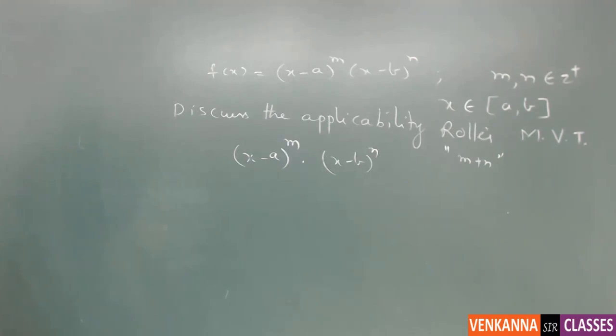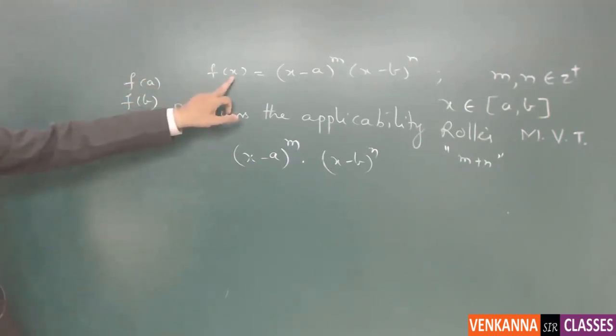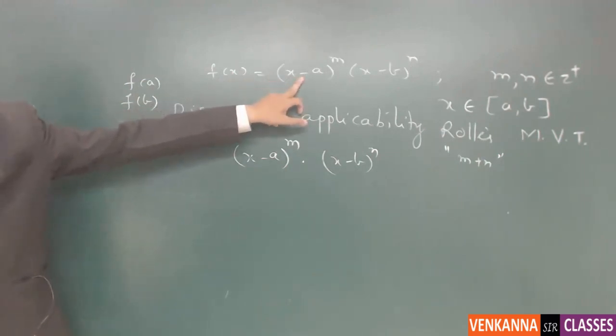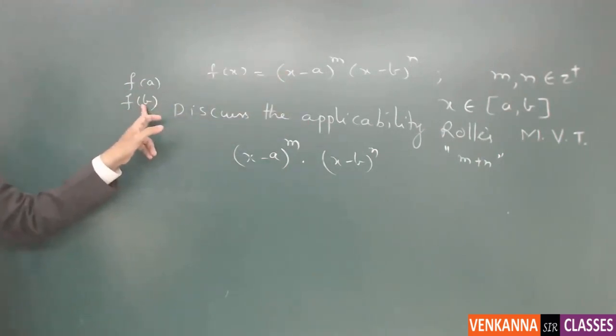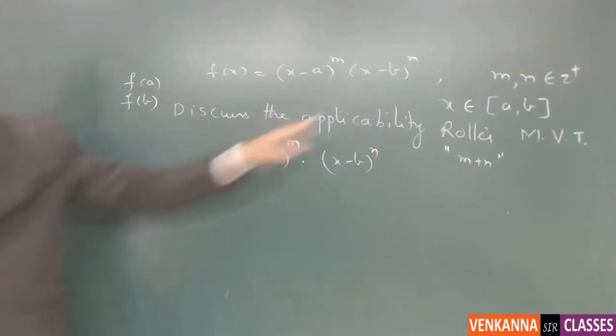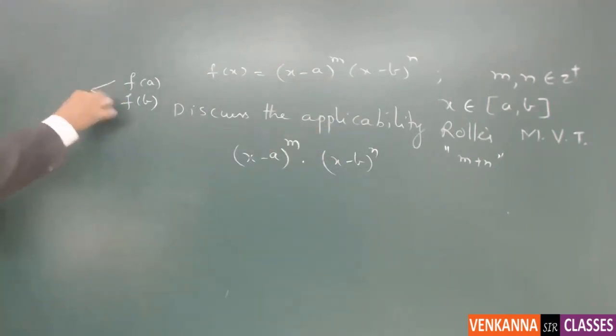Agreed or not agreed? Now let us check for the third condition. For the interval AB, you calculate f of a and f of b. If you substitute x is equal to a, its value will be 0. If you substitute x is equal to b, its value will be 0. So f of a and f of b are equal, because f of a is equal to 0 and f of b is equal to 0. Agreed?